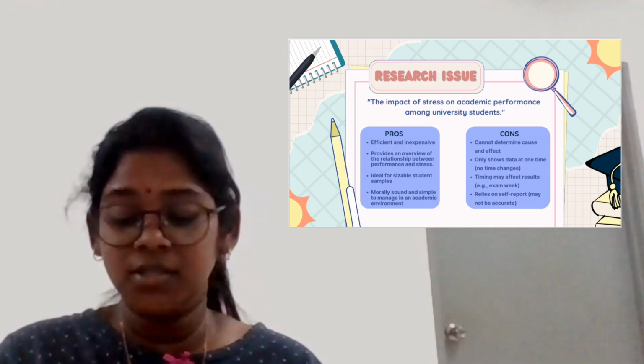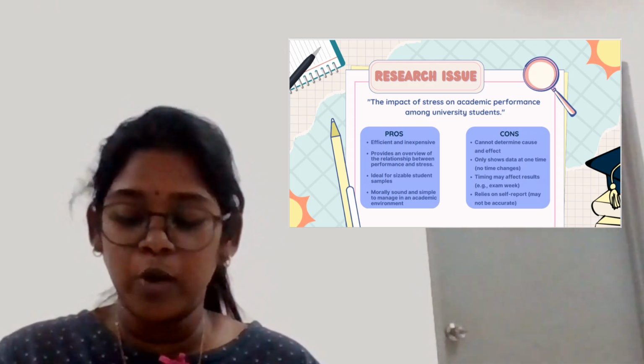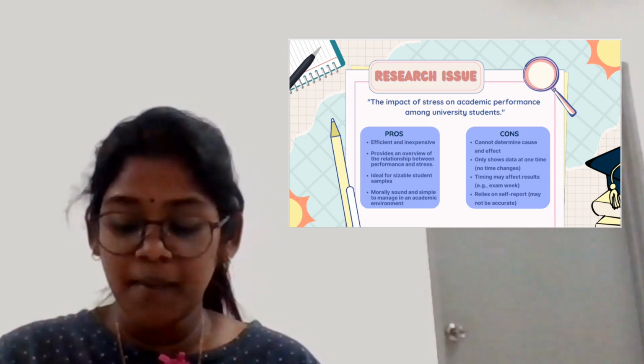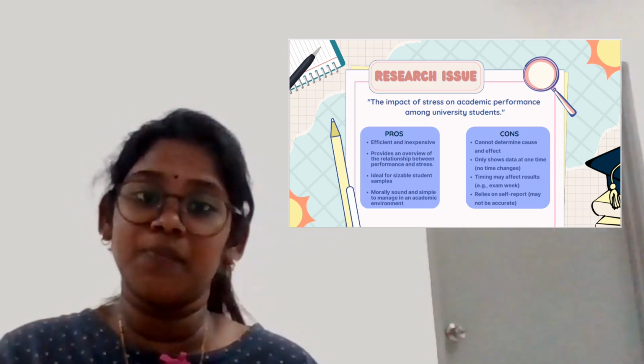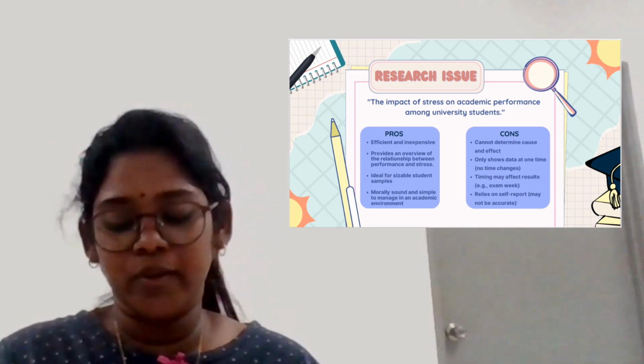And for the cons: cannot determine cause and effect, only shows data at one time with no changes over time, timing may affect results, for example exam week, and relies on self-report, which may not be accurate.